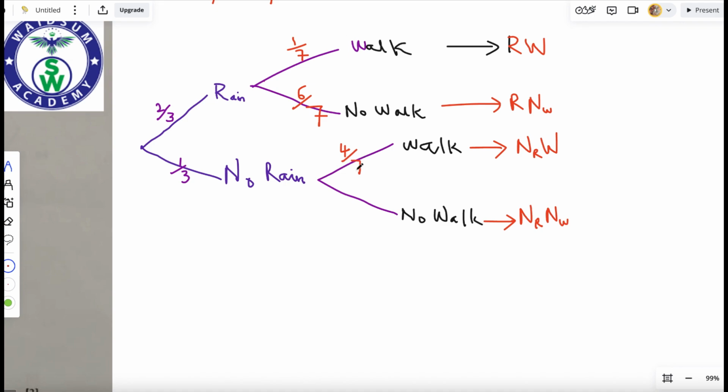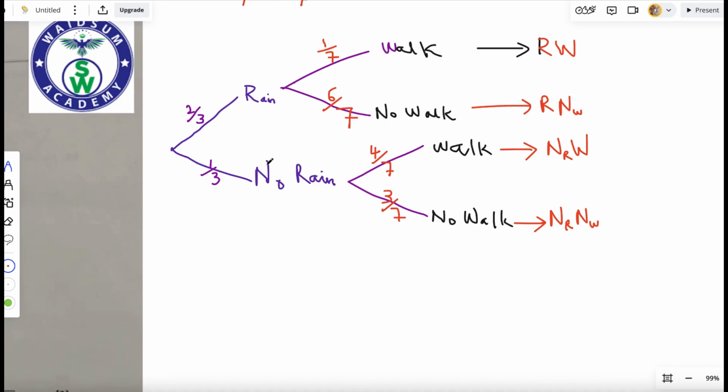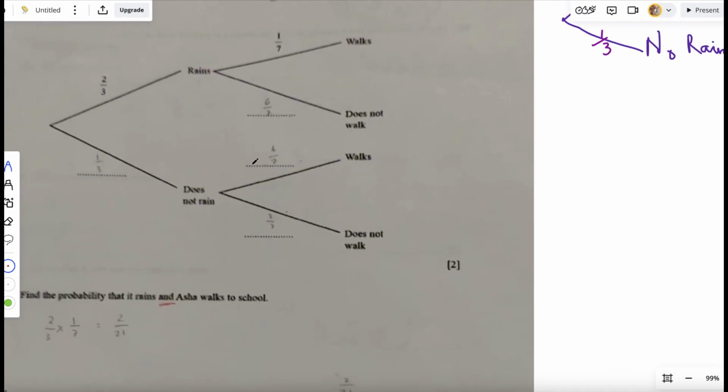So since here is 4 over 7, what will this one be? 1 minus 4 over 7, you get 3 over 7. You get 3 over 7 here. So this question carries 2 marks for filling up this probability. They will put a dash where they want you to put the values. They filled some for you, like this and this, and they want you to fill 1, 2, 3, 4, for 2 marks. If you're able to fill these 4, you get the 2 marks. So I hope this is understood.